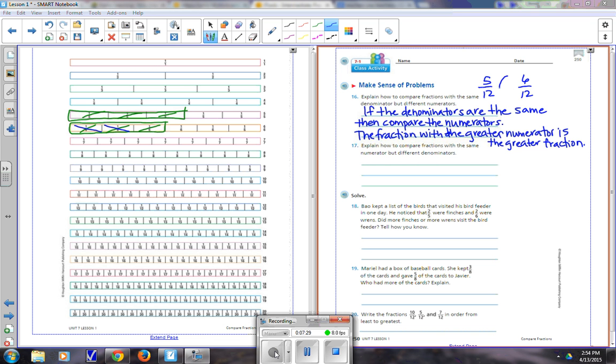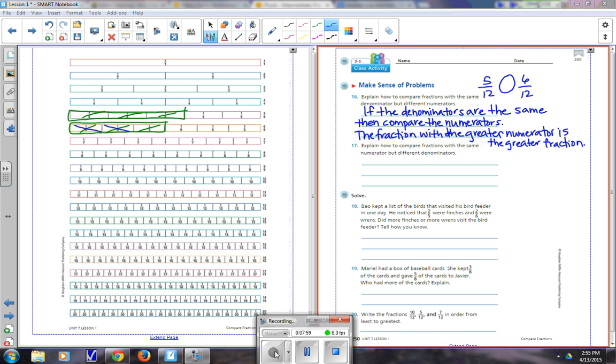If I want to know greater than or less than, I'm comparing them. Remember, when we compare, we look at the similarities, we look at the differences, and we want to know which one's bigger, which one's smaller. So if the denominator's the same, then compare the numerators. The fraction with the greater numerator is the greater fraction. So make sure you hit pause right now and write this explanation out, because this is really important to understand when your denominators are the same.